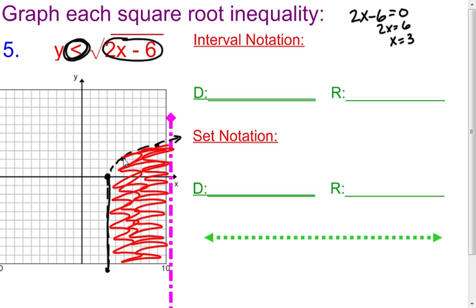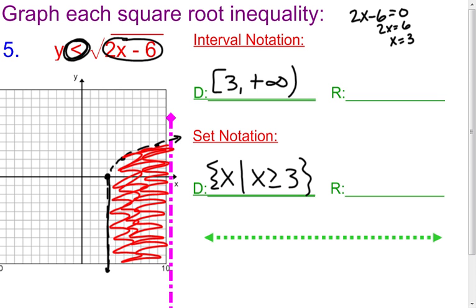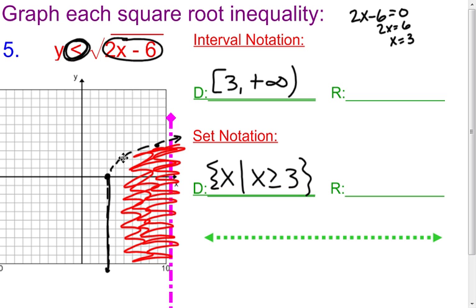So my domain will go from 3 up to positive infinity if I write it in interval notation. If I write it in set notation, it will be all the places that are bigger than or equal to 3. So that's my domain. And then, of course, my range.